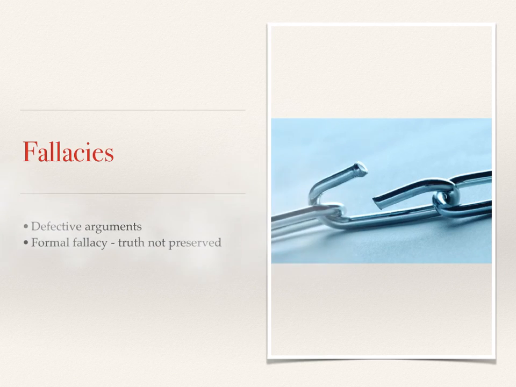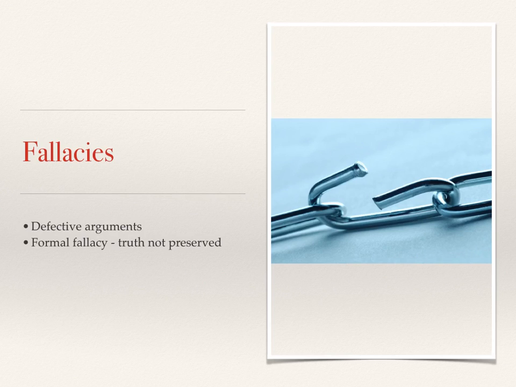For instance, there is a formal fallacy. A formal fallacy is when the argument is defective because truth is not preserved, right? Remember what I've said, that if the premises are true, the conclusion will also be true in any valid argument. That's the formal nature of logical proofs or logical arguments, that if the premises are true, the conclusion will also be true. So that's what it means by preserving the truth value of the premises.